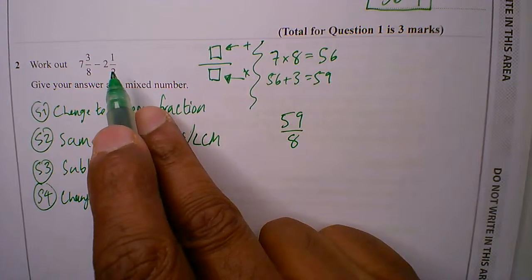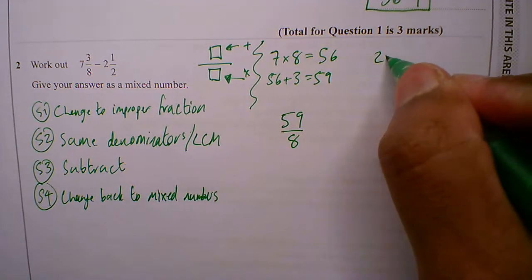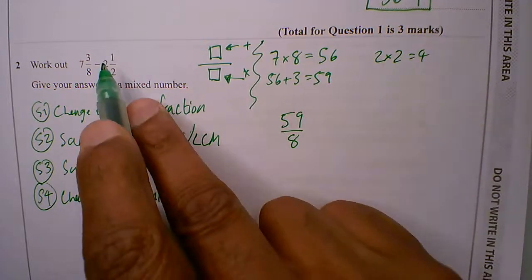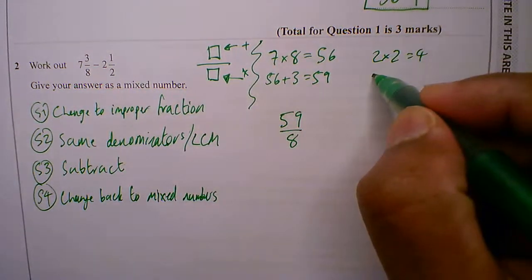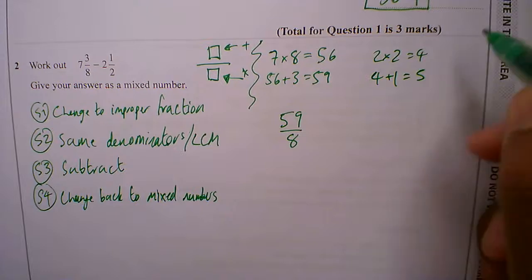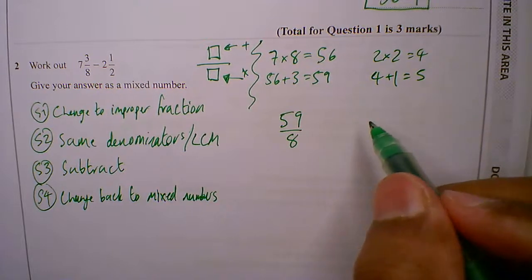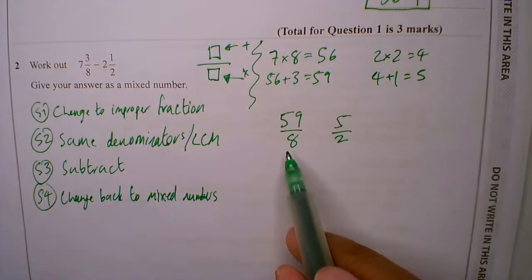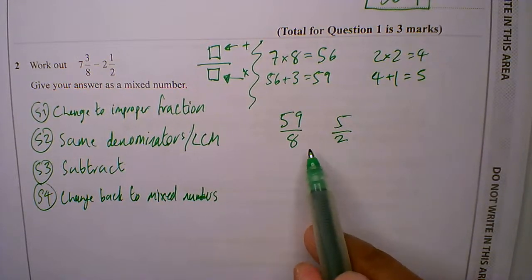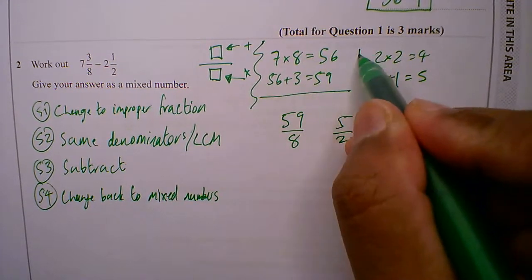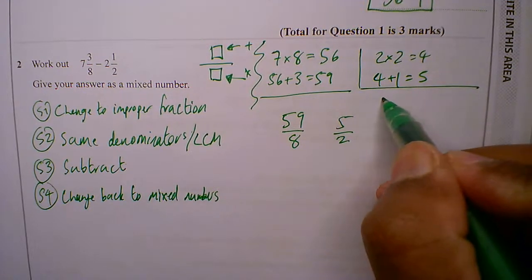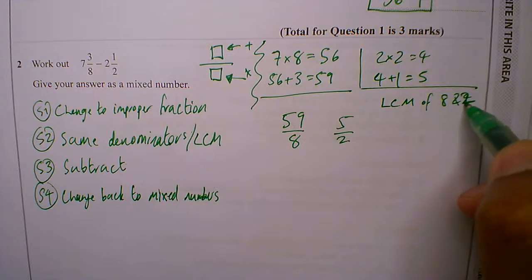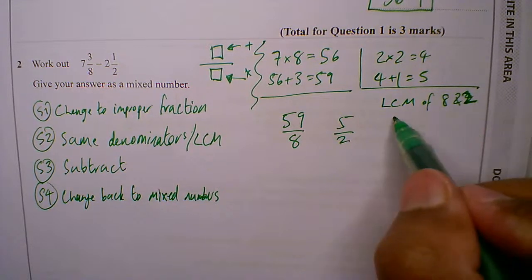And now I convert the second one. 2 times 2 equals 4. Add the numerator. 4 plus 1 gives me 5. So now this becomes 5 over 2. Now I can spot 8 and 2 are not the same. So what is the LCM of 2 and 8? LCM of 8 and 2, and that gives me 8.